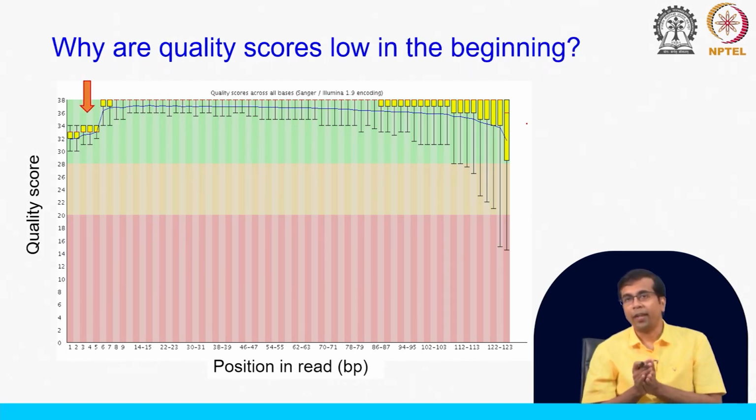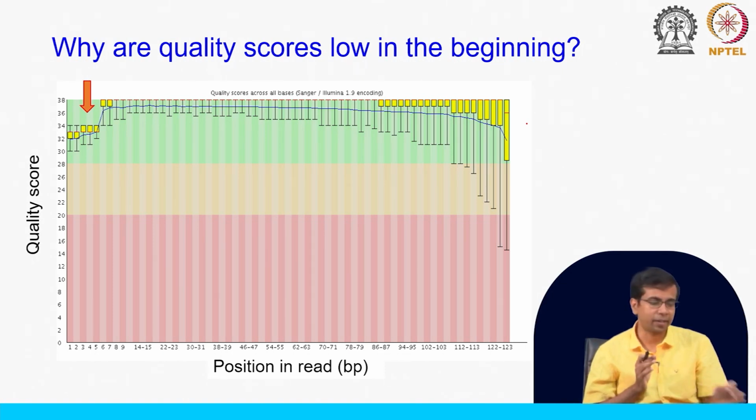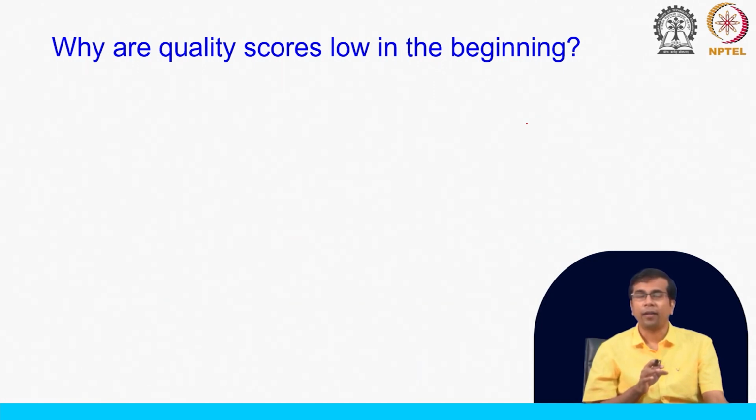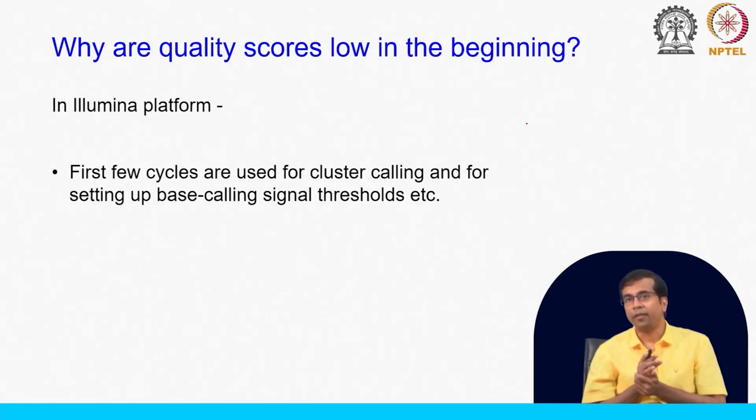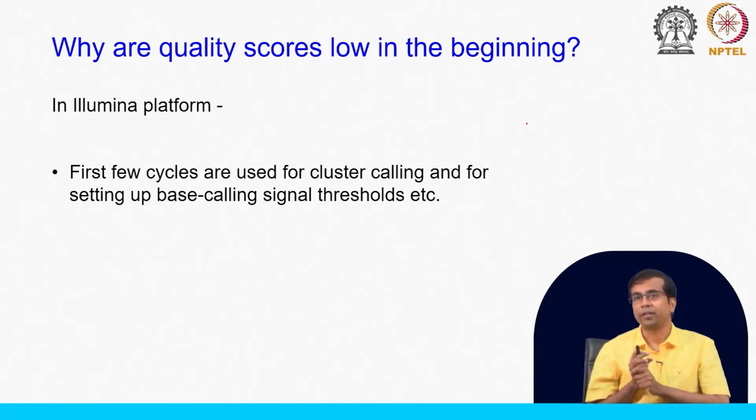Now, the question again: in Sanger sequencing, why are the quality scores low in the beginning? This is something that we have seen in Sanger sequencing, so we will come to that in a moment. It turns out that in the Illumina platform there is no electrophoresis, it is not like Sanger sequencing, where you have this capillary electrophoresis.